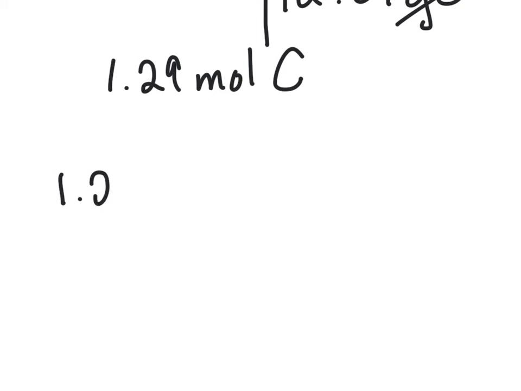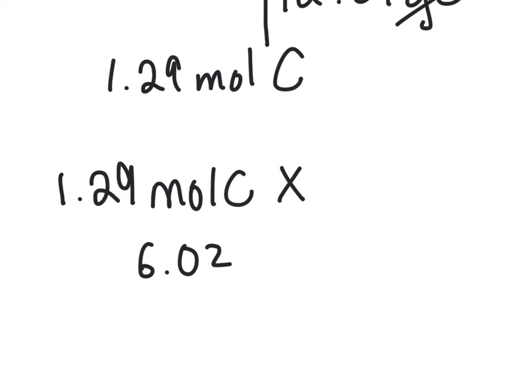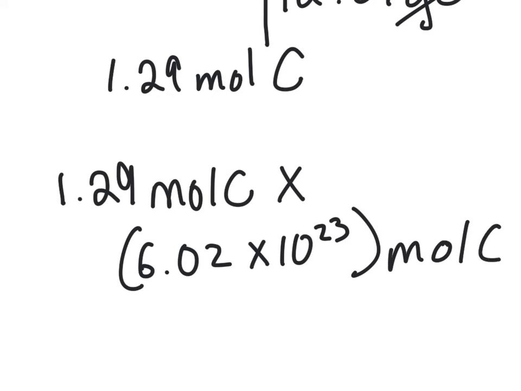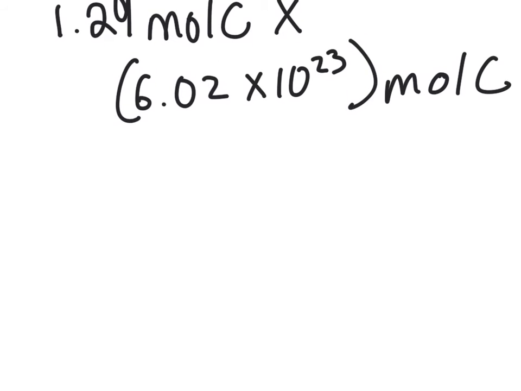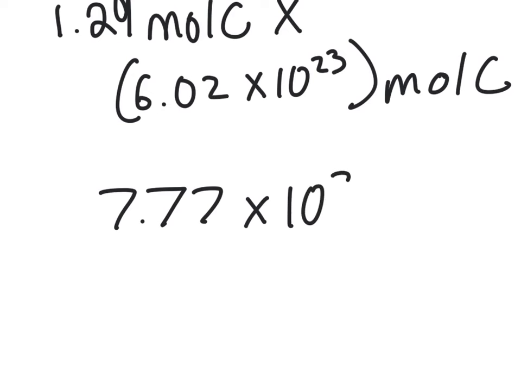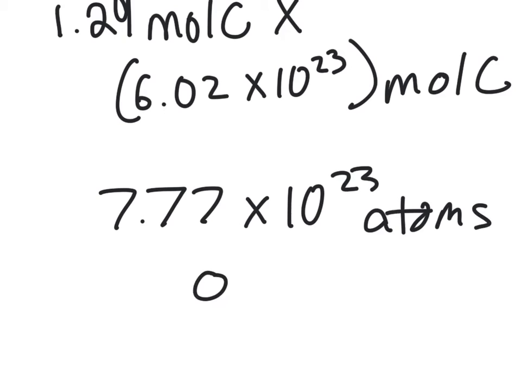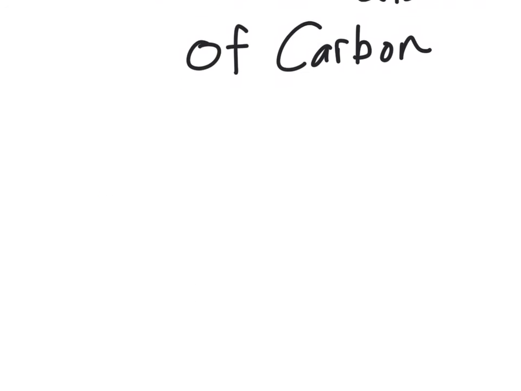So 1.29 mole times 6.02 times 10 to the 23rd per mole C is going to equal 7.77 times 10 to the 23rd atoms of carbon. And that's how many atoms would be within 15.5 grams of carbon.